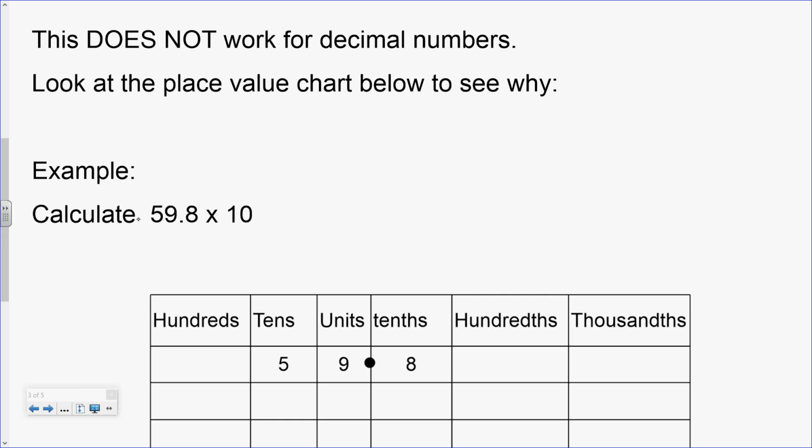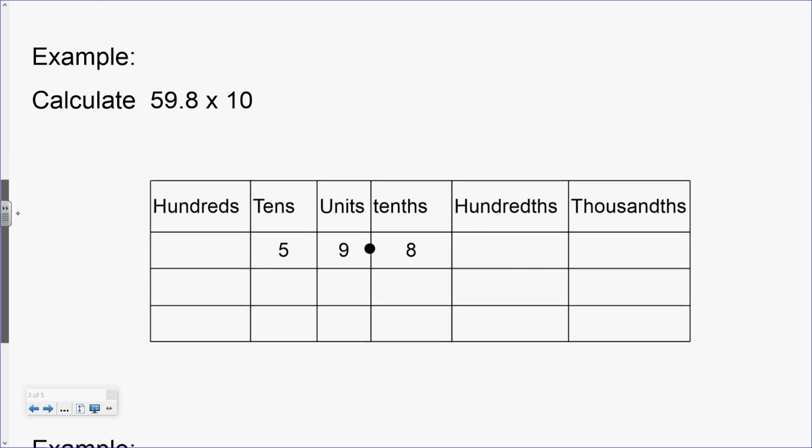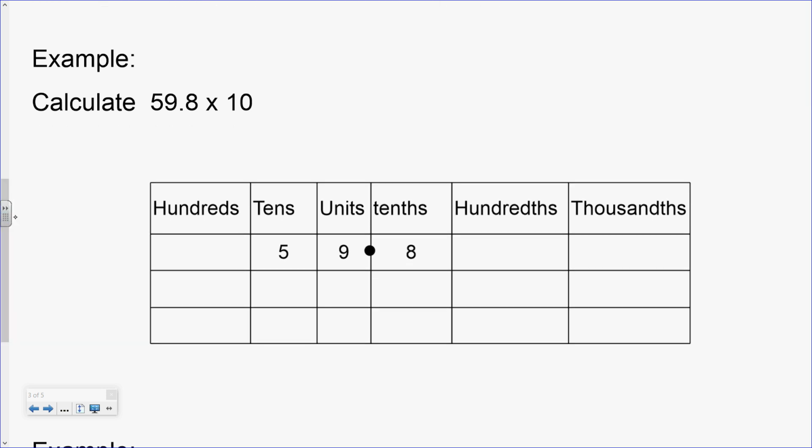Okay, so to understand why, let's have a little look at this place value chart down below. So we've got an example here. It says calculate 59.8 times 10. So if we think about our whole number rule, we could just add on a 0 to the end if it was, say for instance, 598, but it's not a whole number.